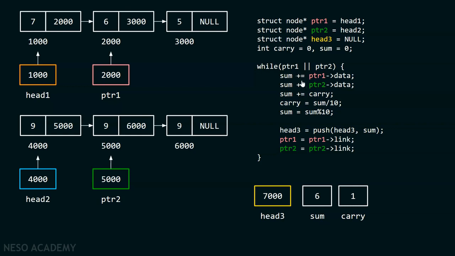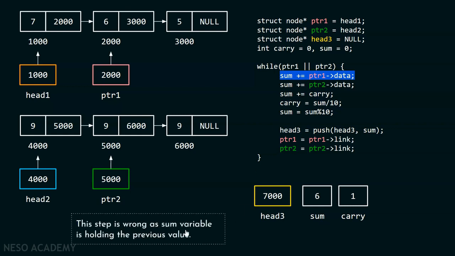Therefore, we can continue. As you can see right now, PTR1 is holding this address 2000 and PTR2 is holding this address 5000. So it is clear that this will not yield 0. Therefore, we can get inside this while loop. And here you can see that we can simply add PTR1 data to sum. But wait, this step is wrong as sum variable is holding the previous value. You can see that the sum variable is holding the previous value, right? If we try to add PTR1 data to this sum, we'll get a wrong sum, right?